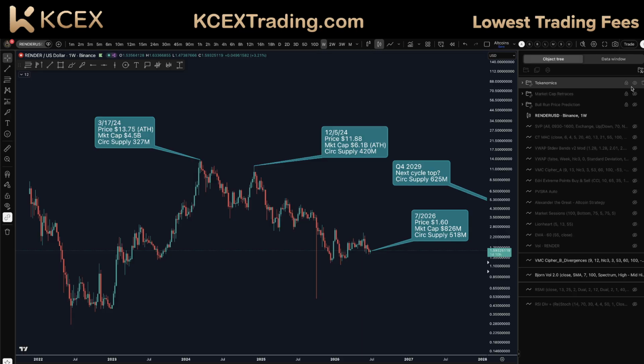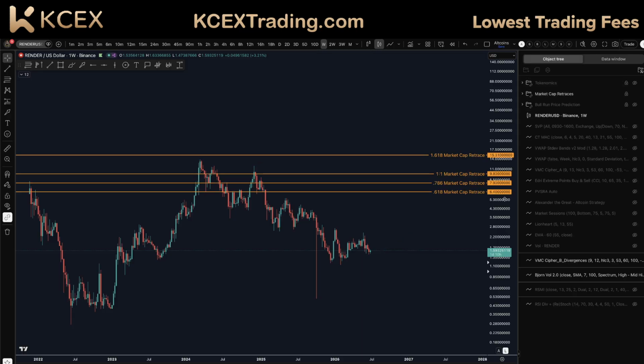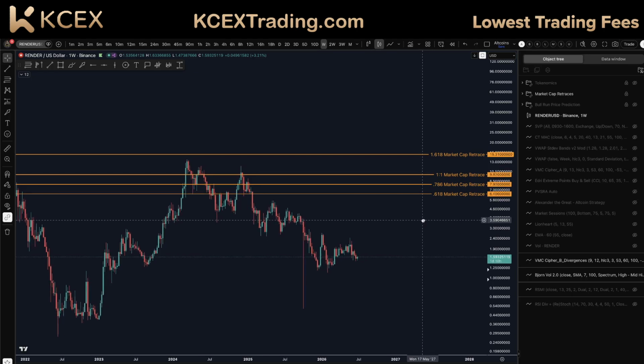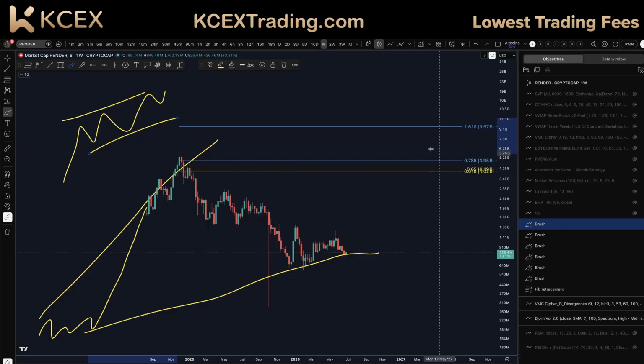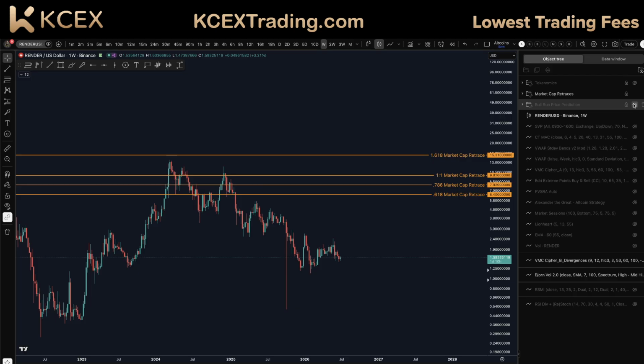And if we throw our market cap retrace levels on, it would look something like this. So based upon market cap, to determine price, it is market cap divided by circulating supply. So we would take your market cap retrace levels, golden pocket, 786, all that good stuff, and divide it by your new circulating supply, which is going to be 625 million coins.